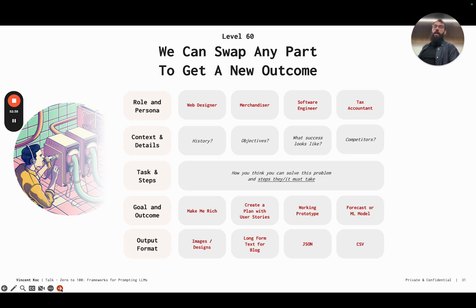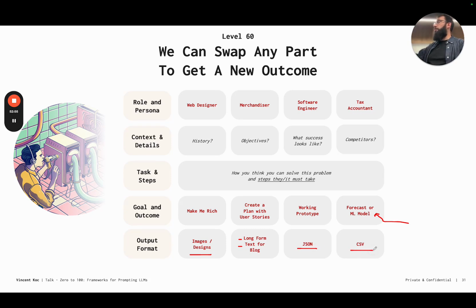Prototype, you might even ask it to create a machine learning model for you. It's not going to be perfect, but it will write some dummy data, sklearn, it will spit out some Python code for you as well, which would be interesting. We can do images, like I've shown you. We could do long form. We could do text for a blog. We can do code, JSON format.